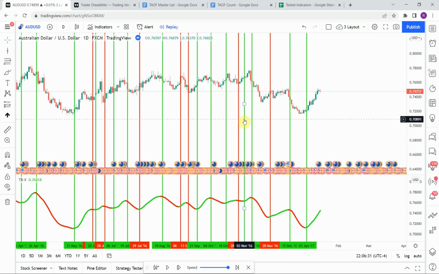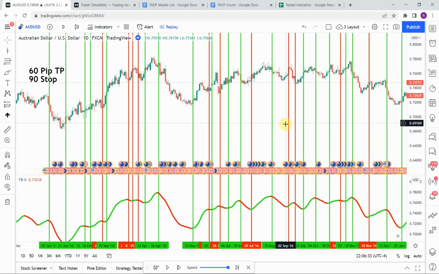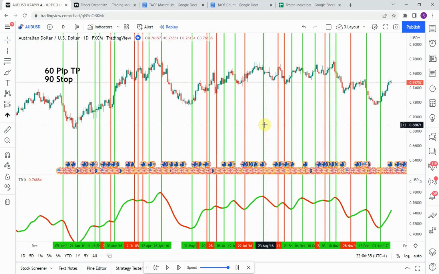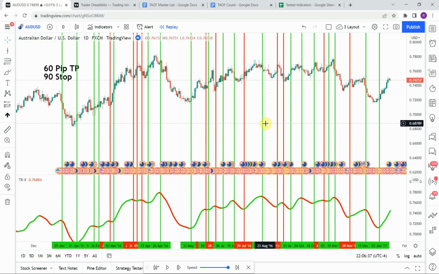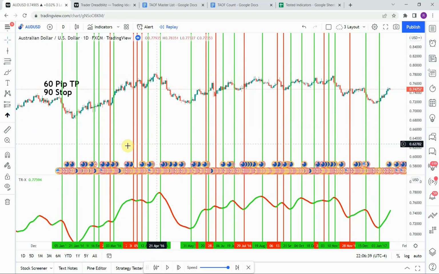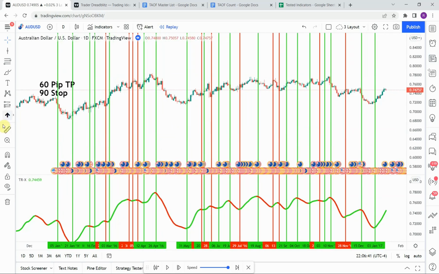Alright, so let's go ahead and take a look at our indicator here. So definitely got a good number of trades within the year. Let's go ahead and count this out and see what we got out of it.